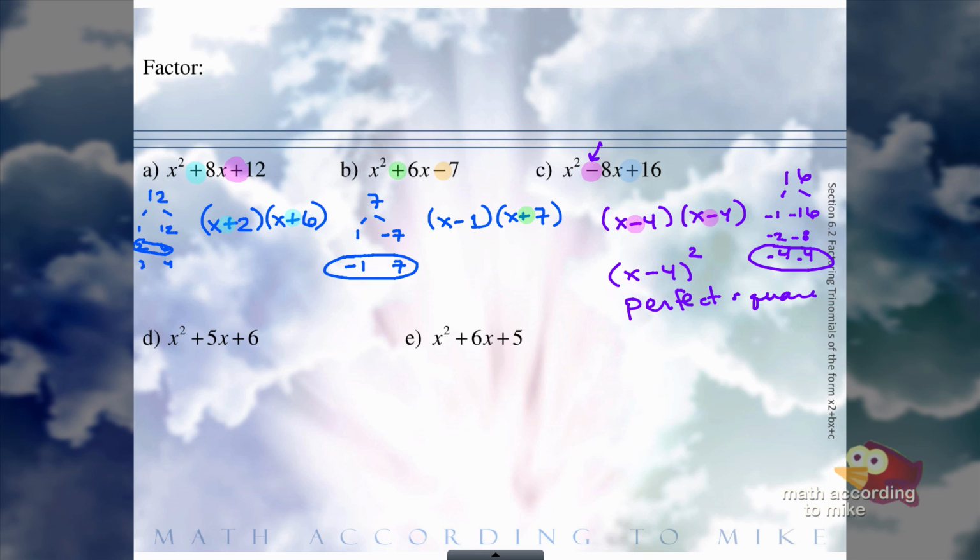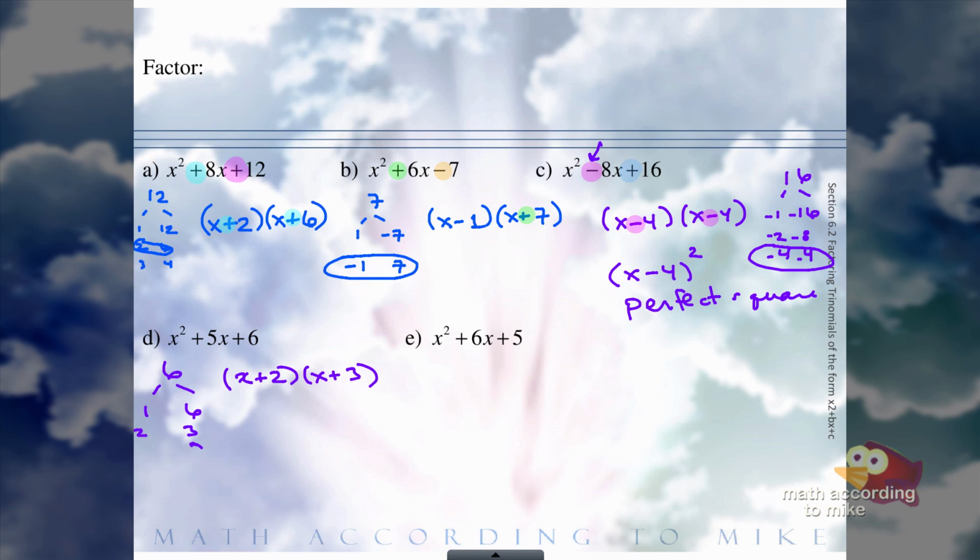I'm assuming you paused it. Good student. So in part D, be careful. What are the factors of 6 that add up to 5? Well, 6 is 1 and 6, 2 and 3. We don't need to consider the negatives here because our signs are plus plus. Notice you want 2 and 3. So we will say x plus 2, x plus 3.